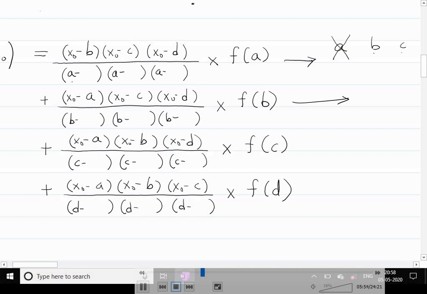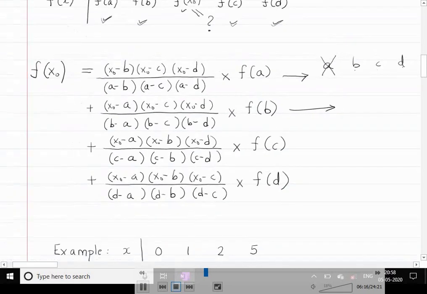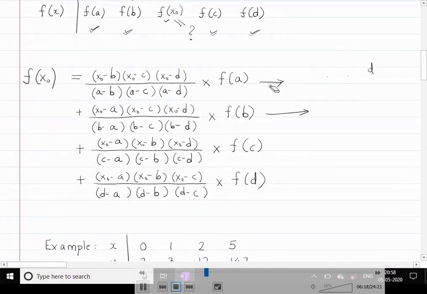Now in the first line, a is there, so I will not write a, I will write b, c, d. If b is there, I will not write b, I will write a, c, and d. If c is there, I will write a, b, and d. I will not write d here, so I will write a, b, and c. So this entire thing is the Lagrange interpolation formula. I hope it is understood.